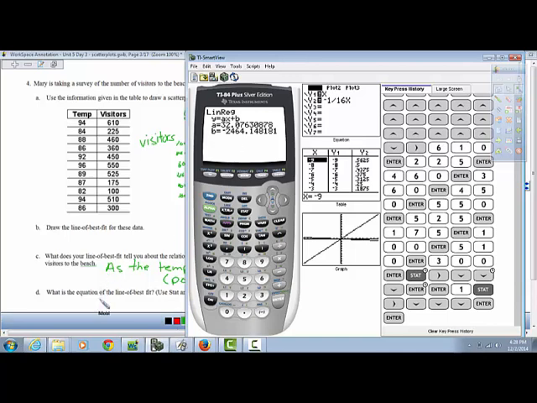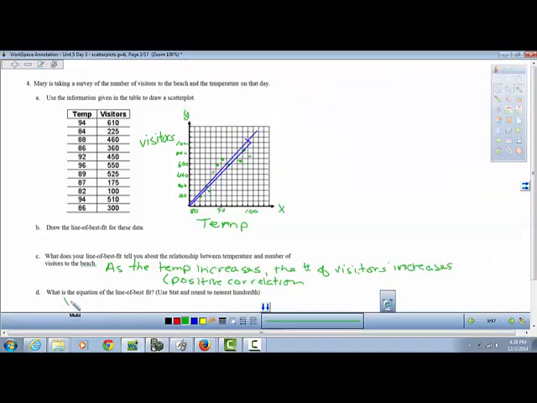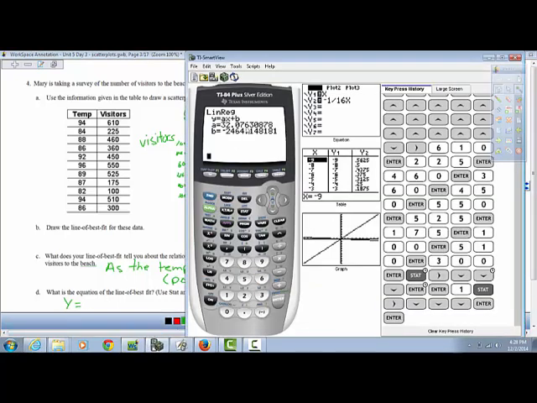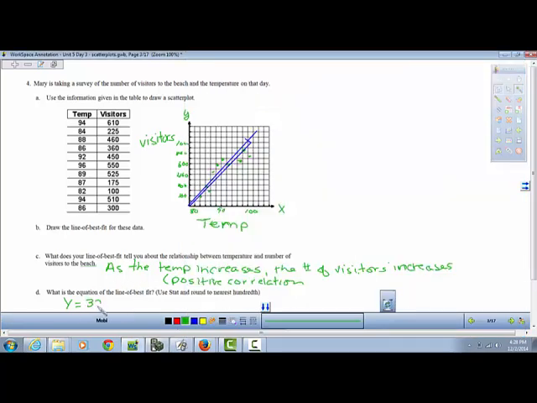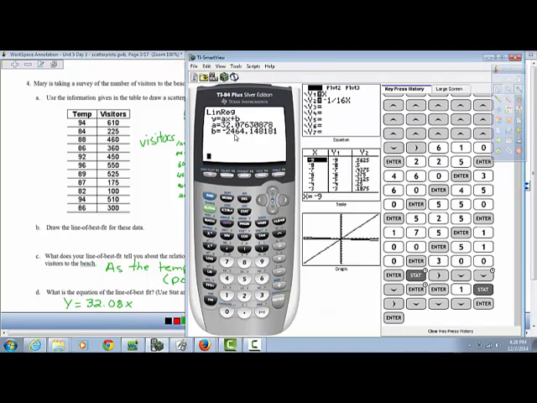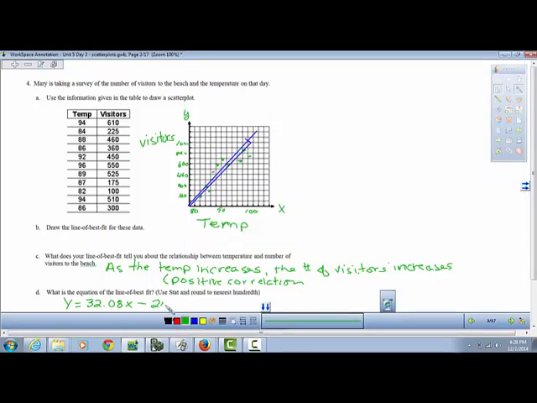So now we have the equation of the line of best fit, which is going to be y equals, and then I need to go back over here. We're going to round everything to the nearest hundredth as stated in our instructions. So this is 32.08 x, so there's the first part of our equation, and then the B is our intercept, so we need negative 2464.16, and I rounded to the nearest hundredth.